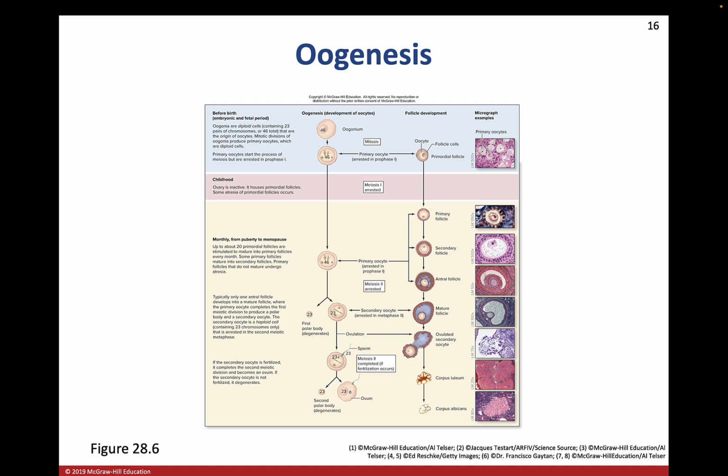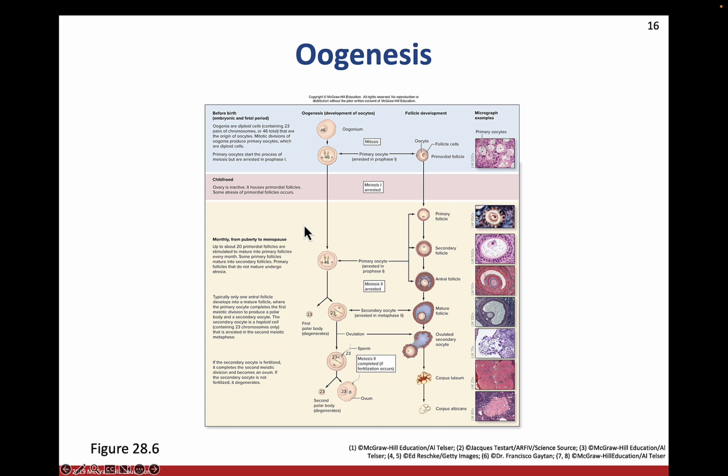There will be mitotic divisions, oogonia producing primary oocytes, which are diploid cells. Primary oocytes start the process of meiosis, but it is arrested in prophase 1. So here we basically start off with the oogonium, and here is our primary oocyte. Note that it is arrested in prophase 1, and notice we have 23 pairs of chromosomes, or a total of 46. So now this is considered to be diploid, not haploid. Now, I'll be putting more emphasis on the oogenesis as opposed to the development of the follicle.